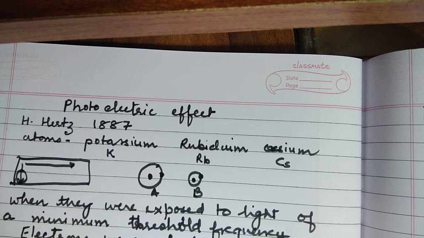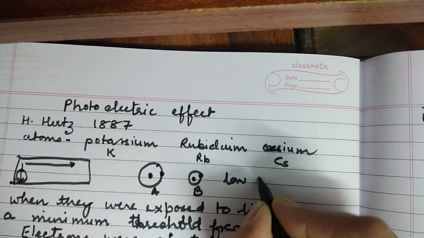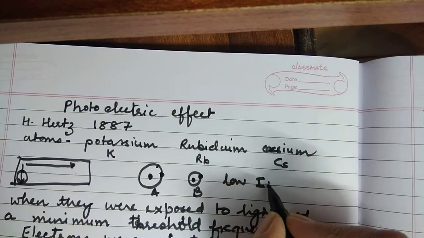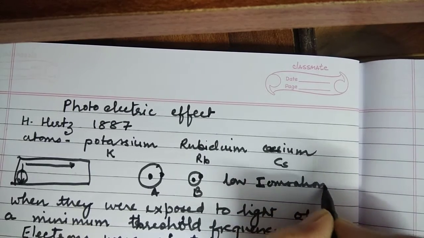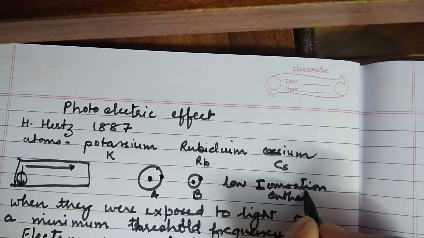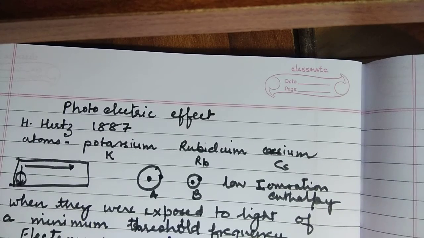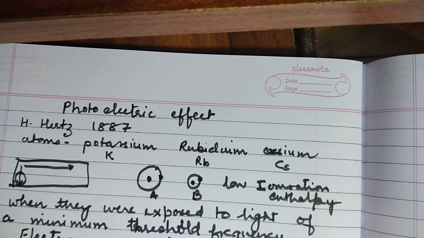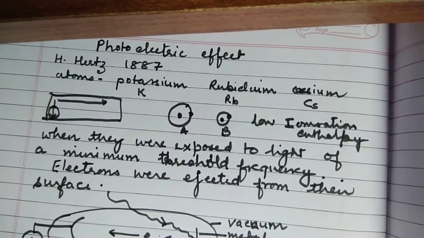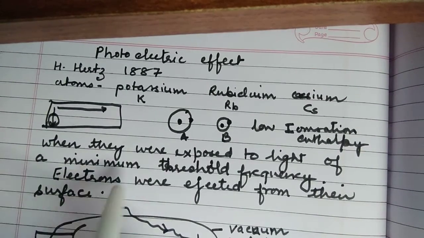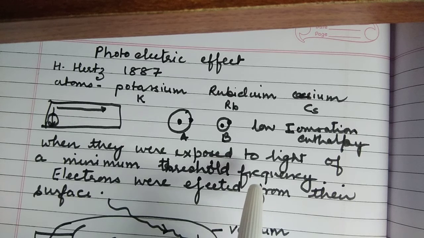So less amount of energy is required to remove the outer electron from these, or we can say they have a very low ionization enthalpy. Energy required to remove an electron from them is very less. Now when these were exposed to light of a minimum threshold frequency, threshold means below this, photoelectric effect cannot be seen, electrons were ejected from their surface.